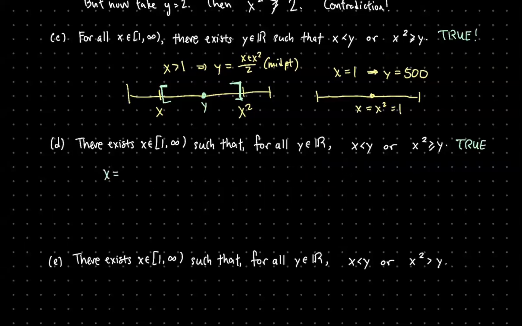And so let's say x equals 1. This number has the property because x equals 1 works, because every real number y is either greater than 1 or less than or equal to 1. It makes perfect sense, right? Because x squared and x are both 1.